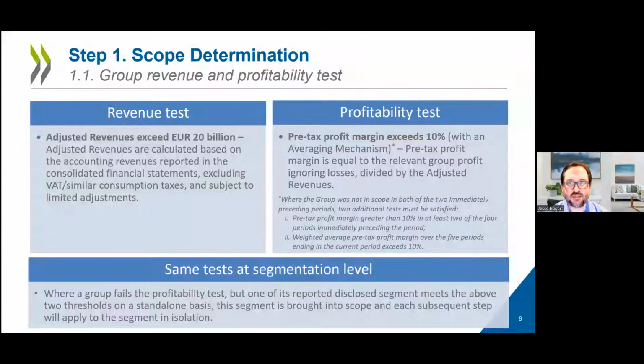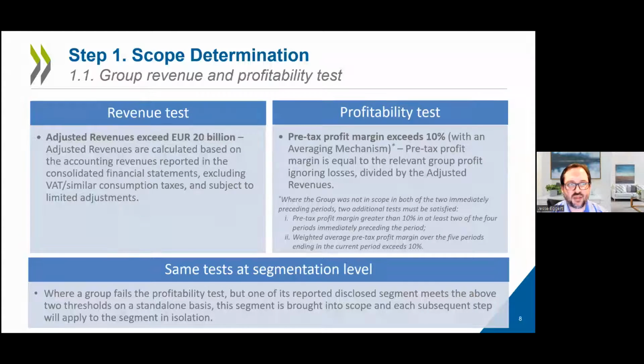With respect to segments, and I see that we got a question about this, so that question was timely. If a group fails the profitability test overall, meaning it is below 10%, so not in scope as a group, but a disclosed segment of the group meets both the revenue test and the profitability test on a standalone basis, then that segment is going to be brought into scope, and there are special adaptations of the rules to ensure that it can apply sensibly to segments under those circumstances.